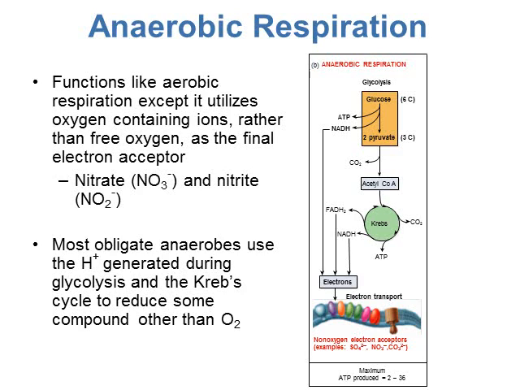So most obligate anaerobes, if you remember from chapter 7, we talked about obligate anaerobes. Those are organisms that have to live in an anaerobic environment. So if they have any oxygen available to them, it will kill them. So these obligate anaerobes, they use the hydrogen gradient generated during glycolysis and the Krebs cycle, and they use something else other than oxygen at the very end. So obligate anaerobes are good examples of organisms that use anaerobic respiration.